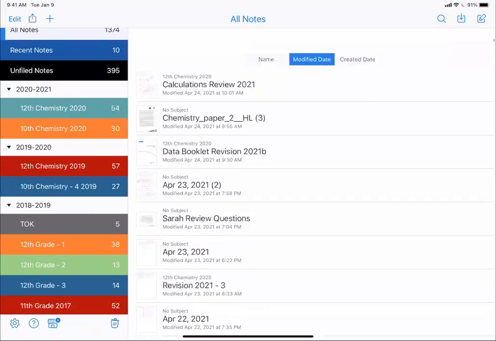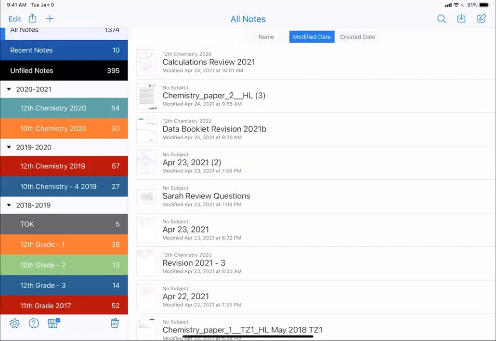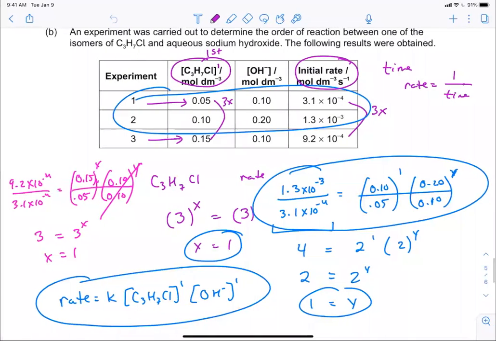I can't find it. I don't remember which paper 2 it was, but there was a paper 2 where they give you time instead of rate. And you have to remember that, again, rate is equal to 1 over time. So you'll need to convert those times to fractions, or you can just say, well, if it's half the time, it's double the rate. You can think of it that way as well. But either way, that is the way you want to tackle this.